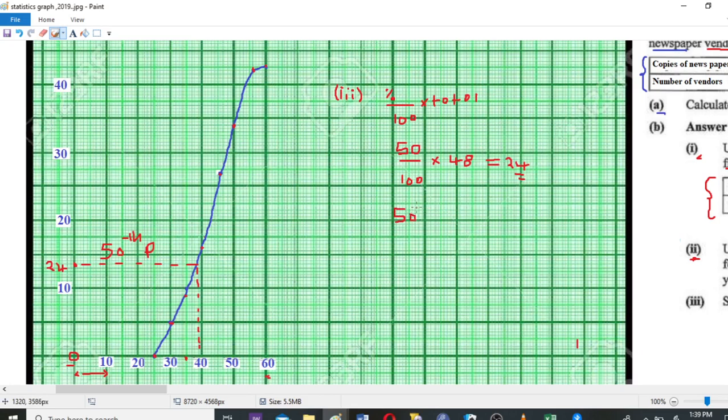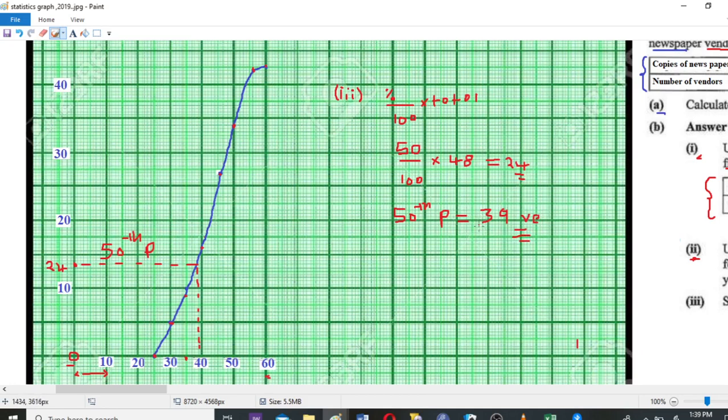So that's your 50th percentile. I'll just use P is equal to 39, right? 39 what? Remember, these are your vendors. All right, so this is how you solve.